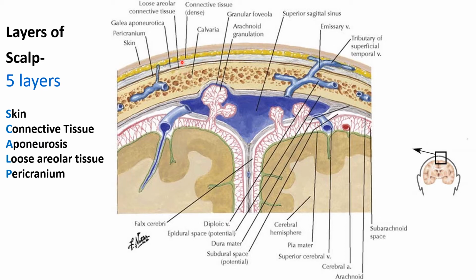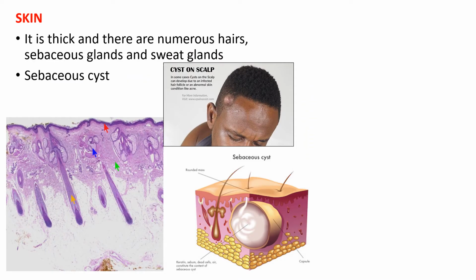bones. So the layers of the scalp are skin, which stands for the S of the scalp, connective tissue, C of the scalp, aponeurosis, which stands for the word A, loose areolar tissue, that is for the L, and P, which is for the pericranium, which covers the cranial vault bones. So all these layers together form the scalp. Now let's study the layers of the scalp in detail.